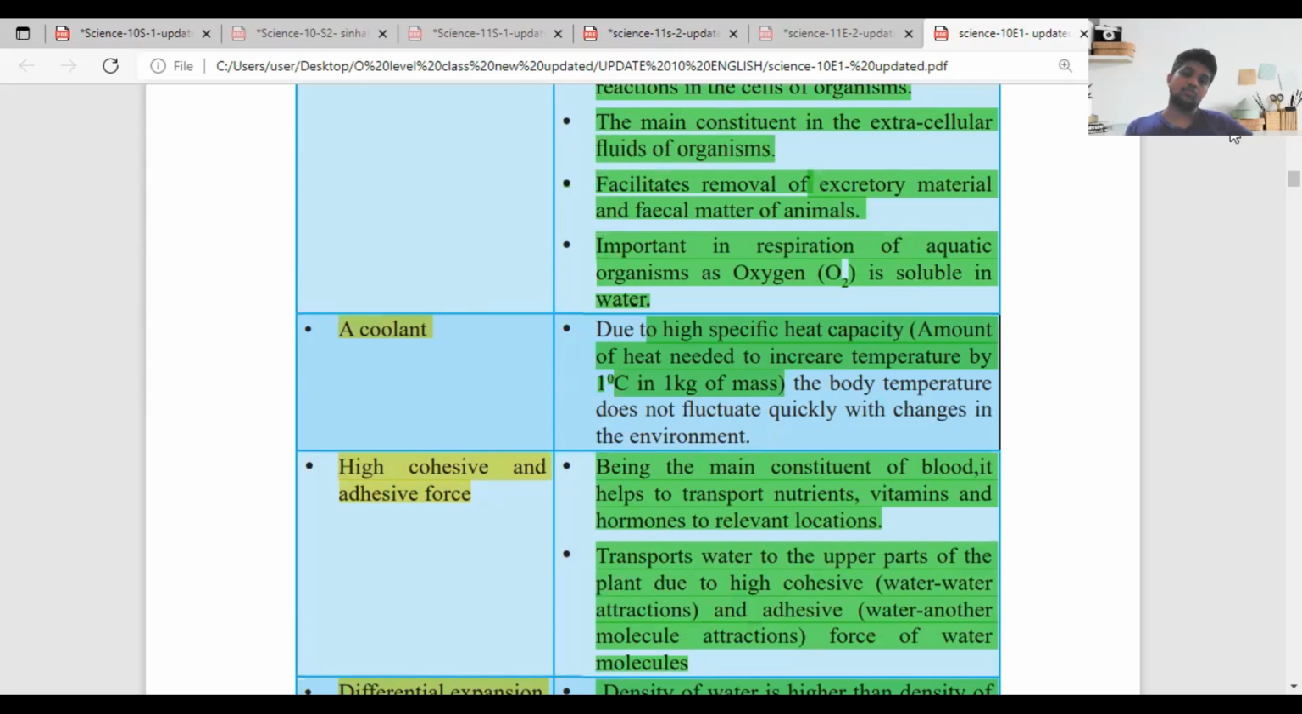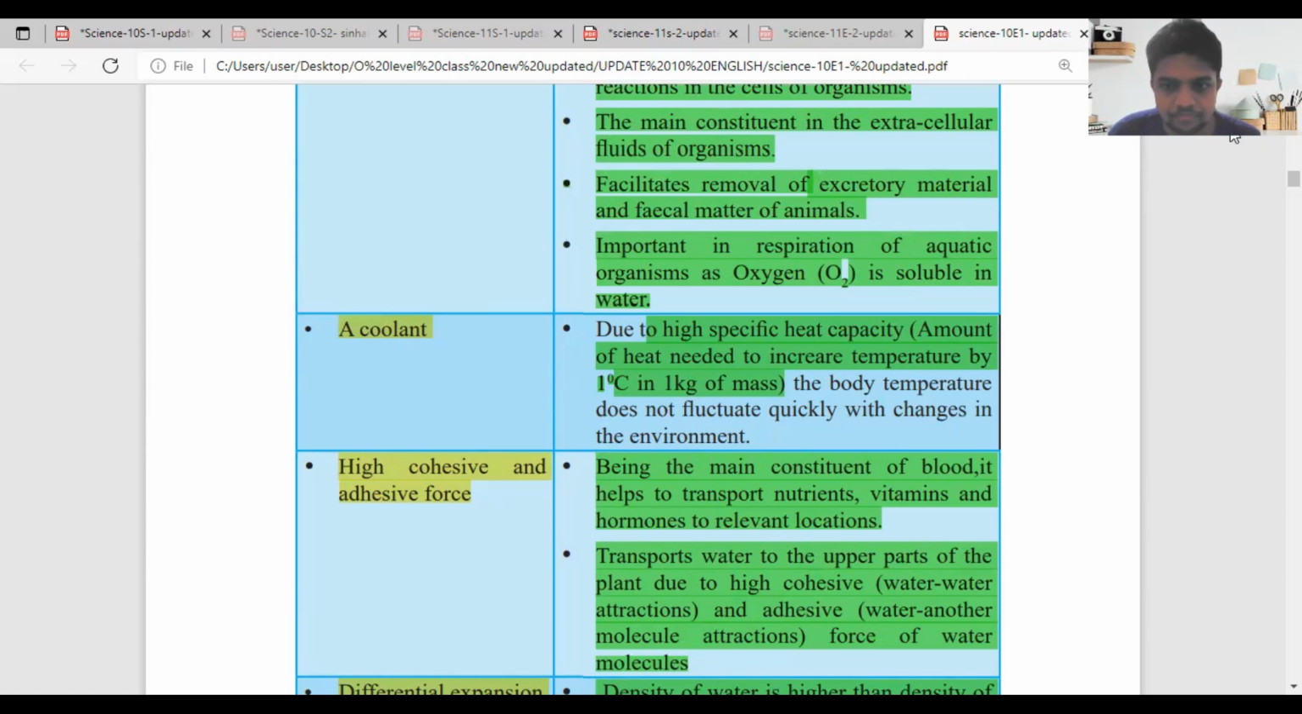That is done by water because it is a coolant. So the body temperature does not fluctuate, because if we want to increase the temperature, we have to give a high amount of heat. If we want to decrease the temperature, it also removes a high amount of heat. So giving or removing this high amount is not that practical. In that sense, they have the ability to maintain a constant temperature within their body.